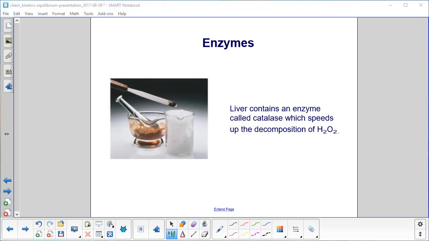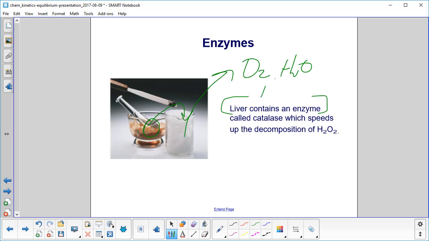Here's a pretty common experiment or demonstration you'll do either in chem or bio. Liver, okay? That has an enzyme called catalase. So if you take that ground up liver and throw it into hydrogen peroxide, it decomposes and you bubble out, you get oxygen gas and hydrogen gas and probably some water too.